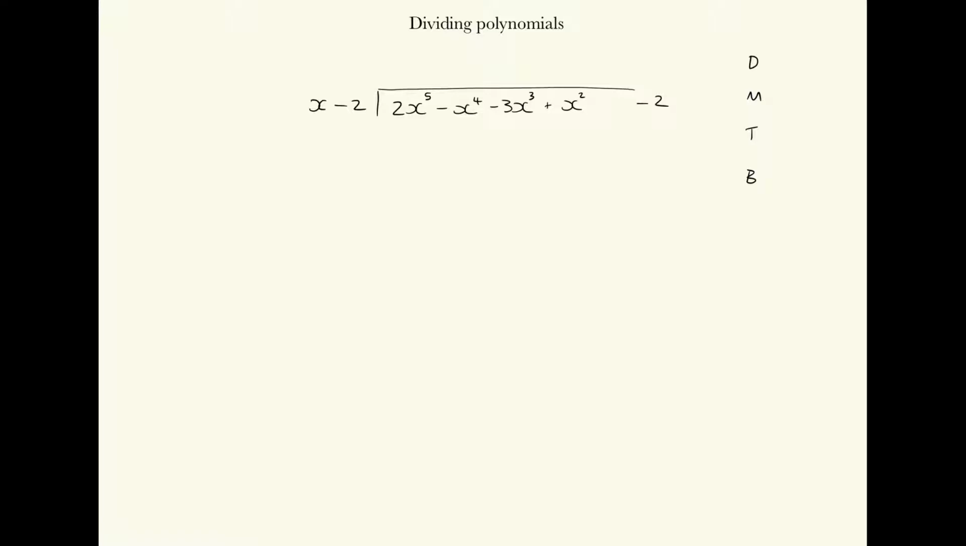I'll drag it out. I'll extend my answer box here, and I'll put in add 0x. And that's just to keep everything consistent so that we have powers going all along. It's just going to produce a correct answer. Okay, so let's go ahead now and solve this problem. So 2x to the power of 5 minus x to the power of 4 minus 3x to the power of 3 plus x squared plus 0x minus 2.